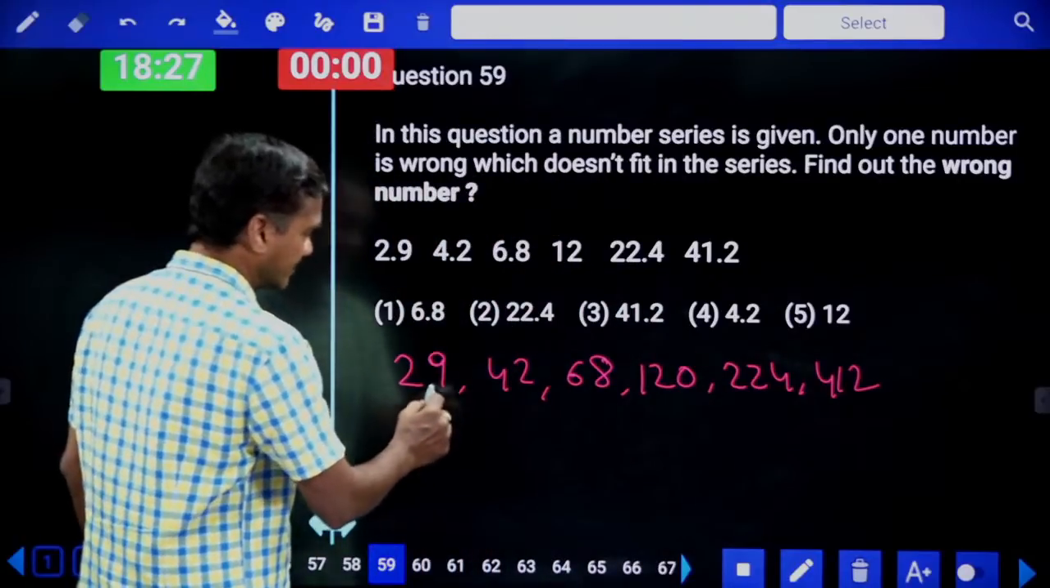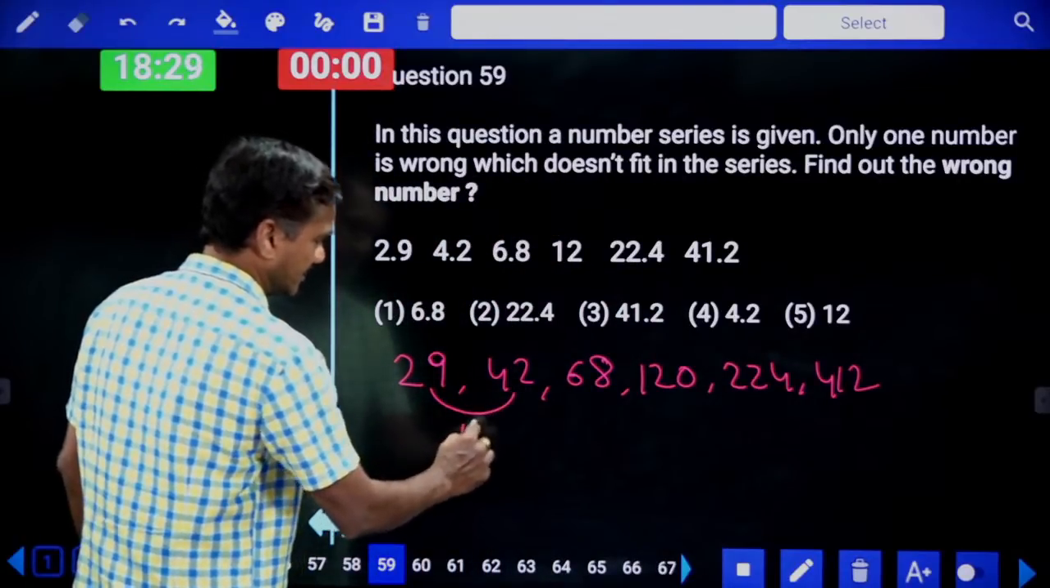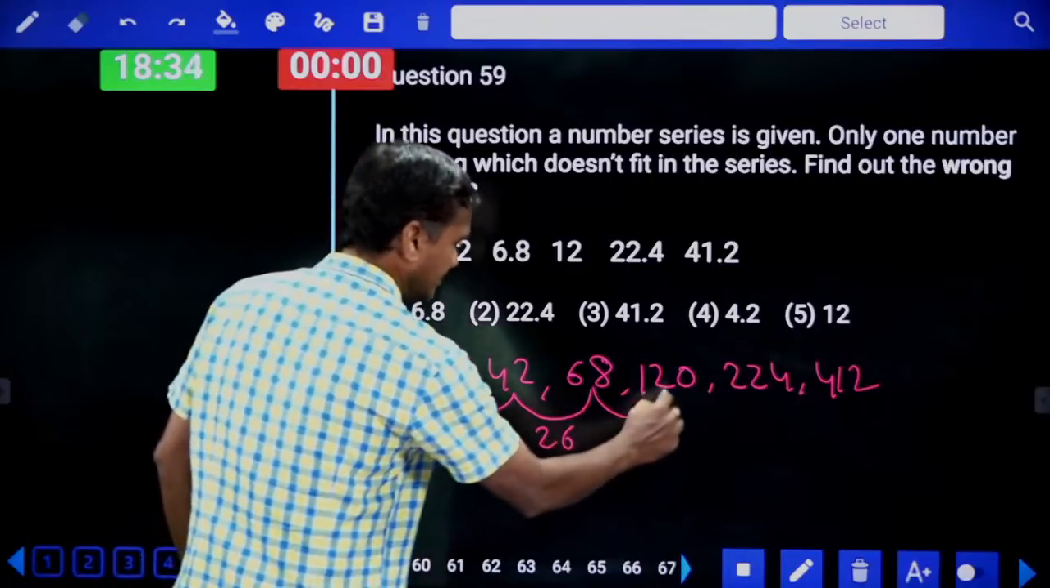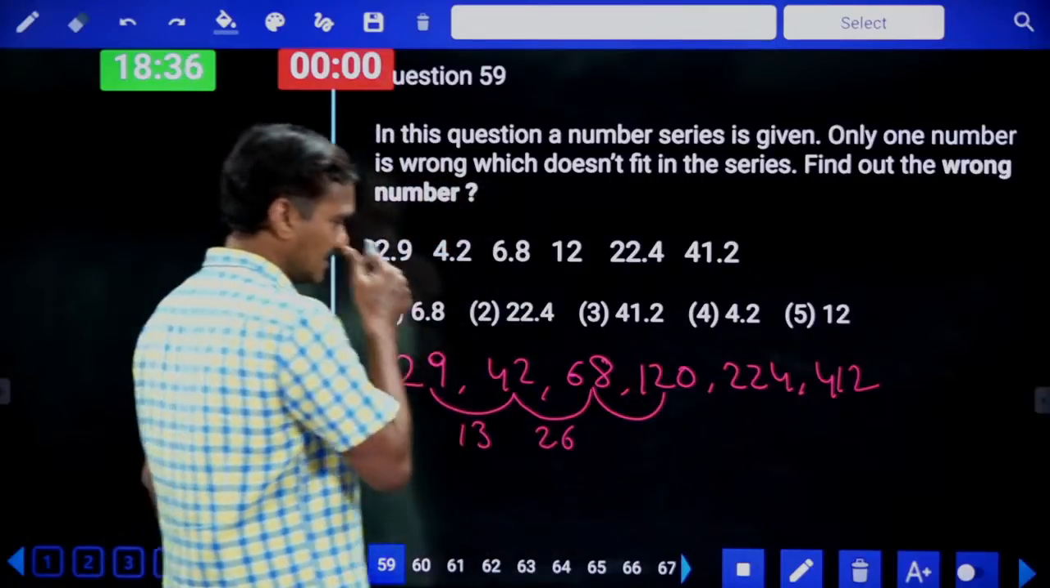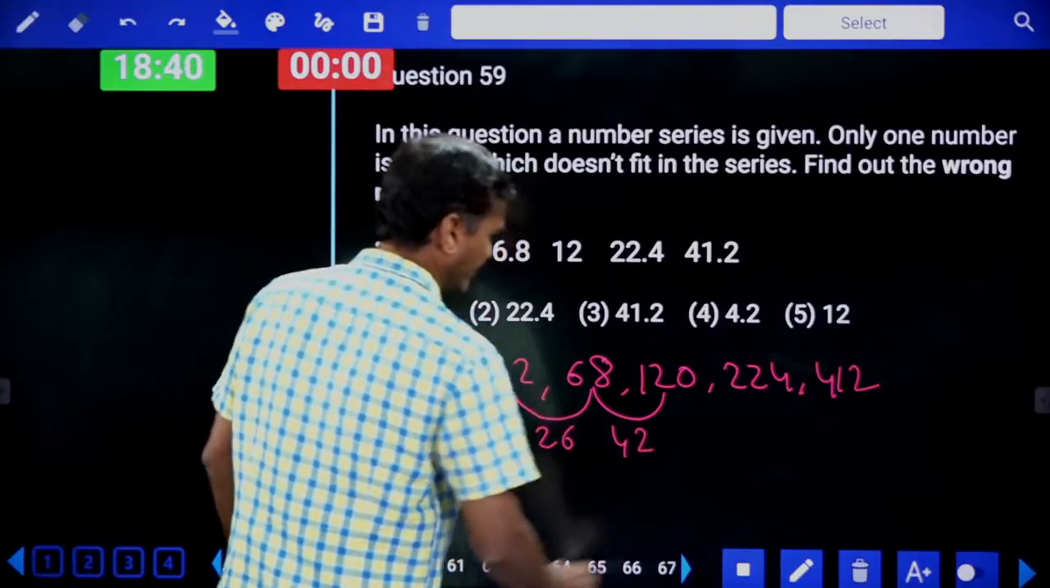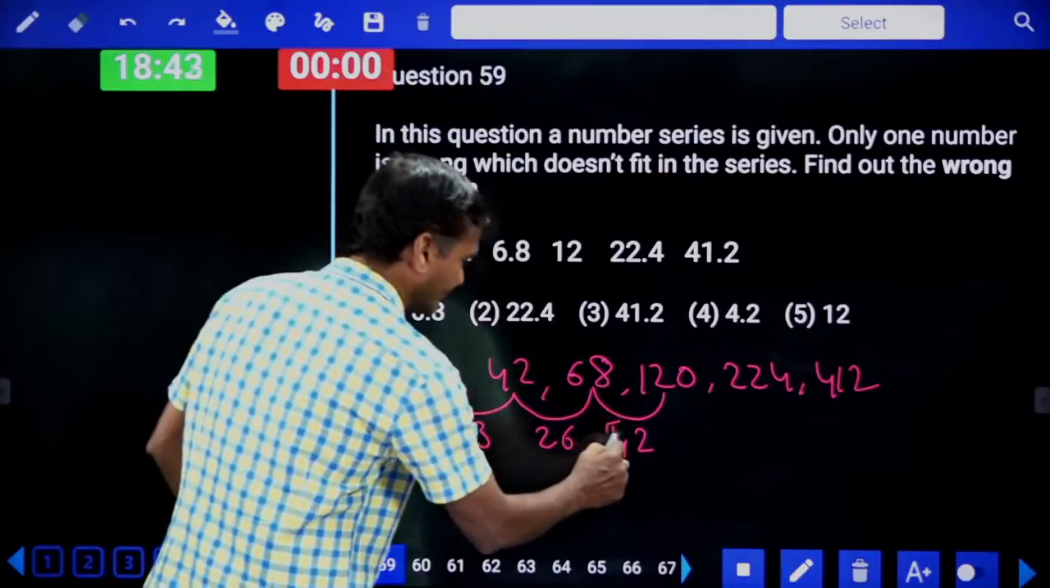Then 29 and 42, tell me what is the difference we have between these two? 13. And 42 and 68, the difference is 26. Then 68 and 120, the difference is how much? The difference is 52.